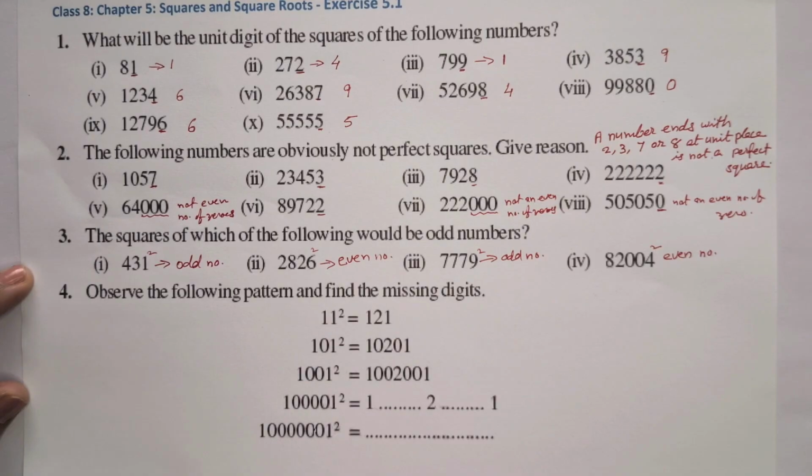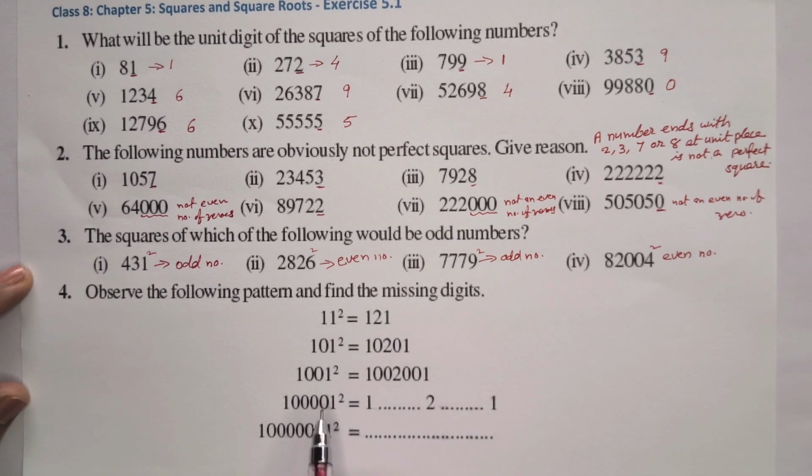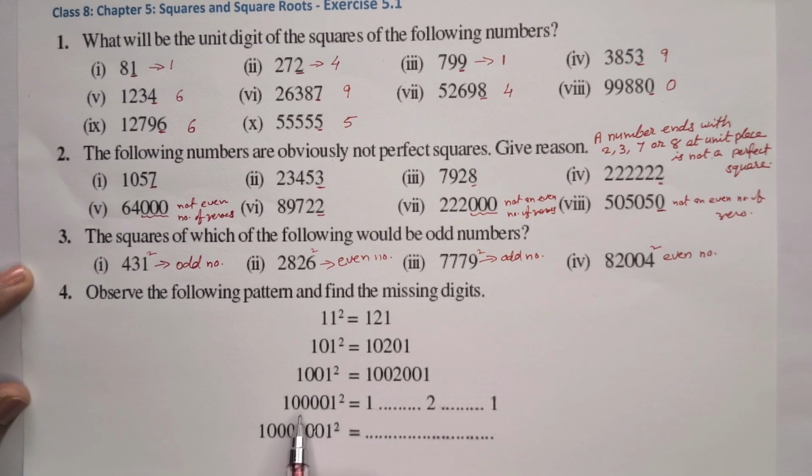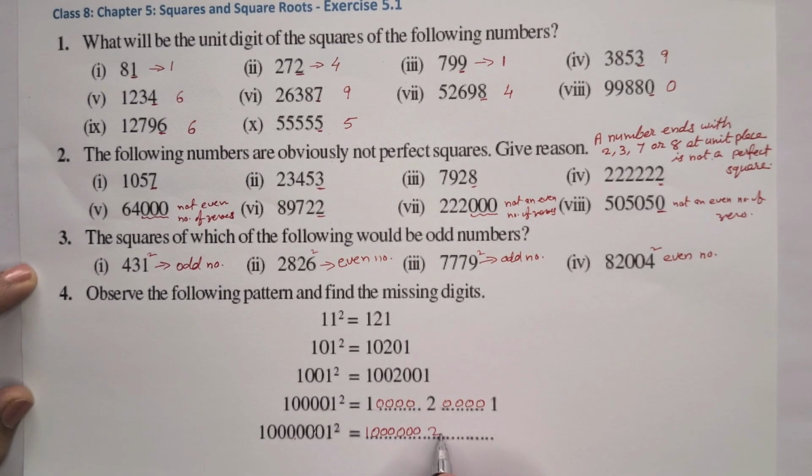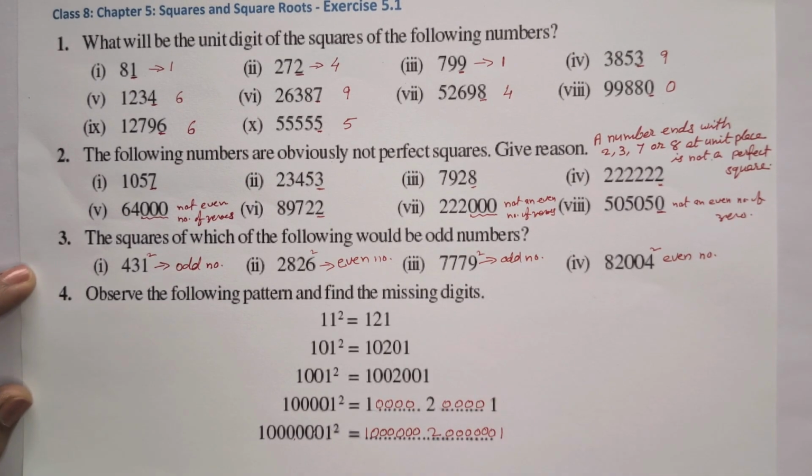Fourth question: observe the following patterns and find the missing digits. 11 square is 121, 101 square is 10201. 1001 square, with 2 zeros, so in between 2 zeros are coming. Here 4 zeros are there, so we have to put 4 zeros in between 1 and 2. Here also 4 zeros. Here 6 zeros are there, so after 1, 6 zeros, then put 2, again 6 zeros, then 1. This is the pattern.